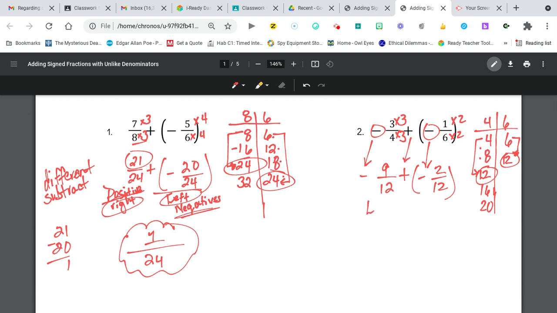All right, so this goes to the left to get to negative 9/12, plus negative also goes to the left. Or you can say you got two negatives. So in this case, you're going to add and keep the sign. So that becomes negative 11/12. And that's all you do. Just that simple.